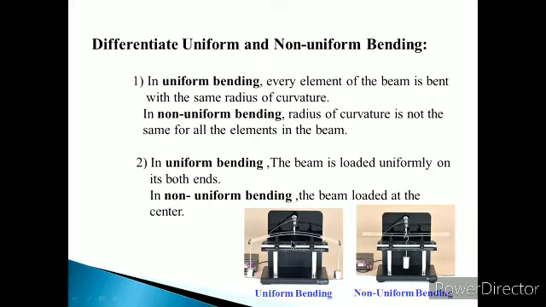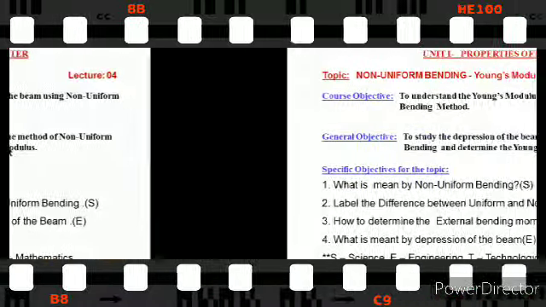What is the cause of this? In uniform bending, every element of the beam is bent with the same radius of curvature. But in non-uniform bending, due to the application of the load at the center, the radius of curvature is not the same for all elements in the beam. These are the major differences between uniform and non-uniform bending methods.